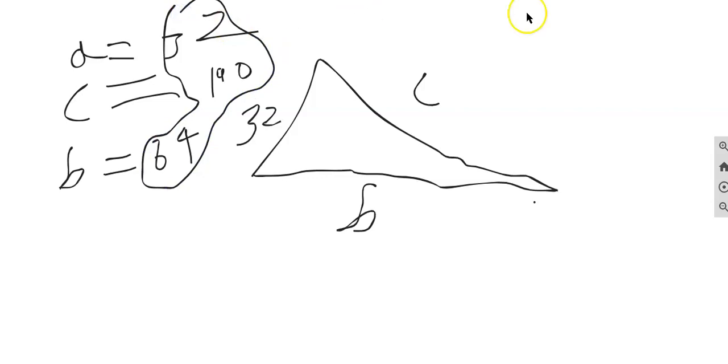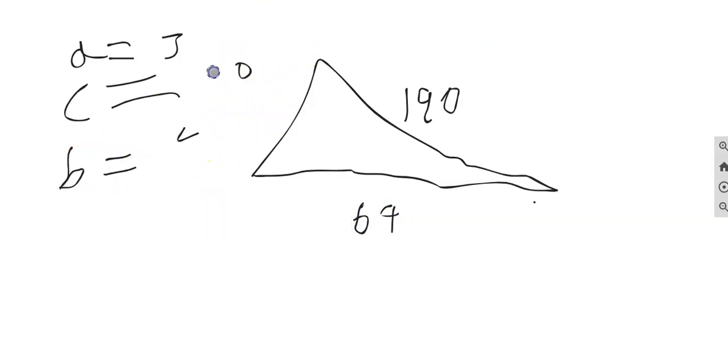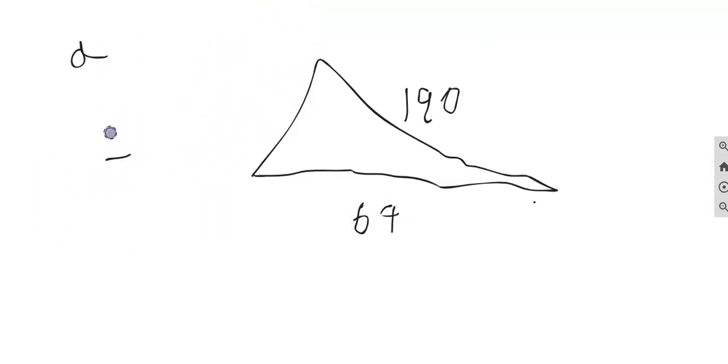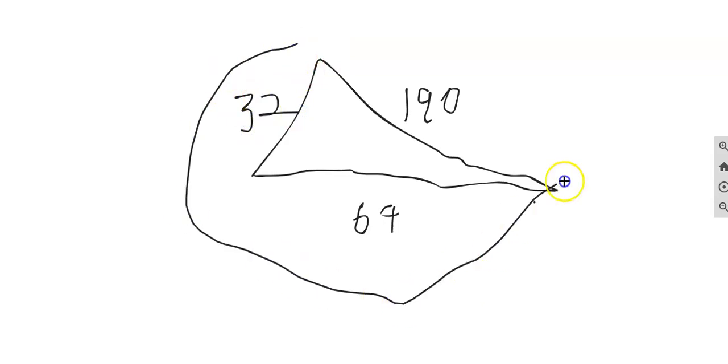And so, let's replace these values. These are more important. 190. And for B, it equals 64. There. So now, in total at the end, let's just erase this to make it a little cleaner. So now, in the very end, this is our answer.